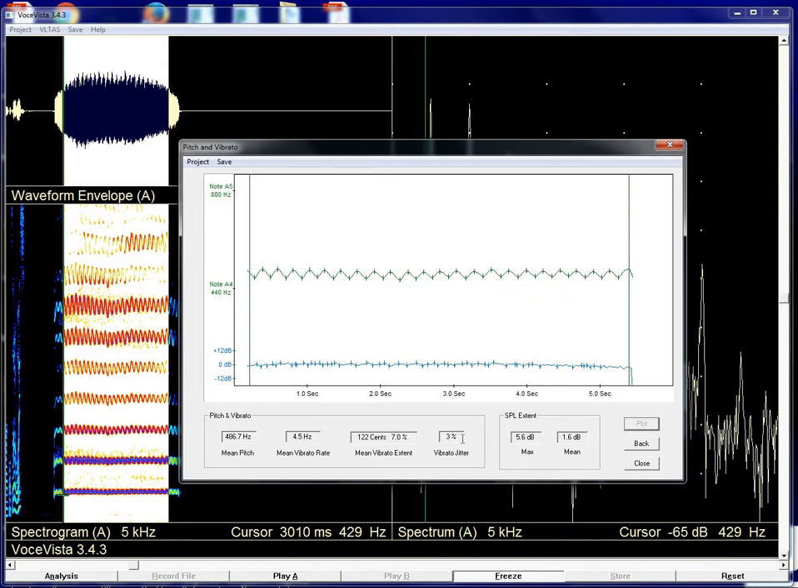And the vibrato jitter is up just slightly, probably because I was in falsetto. I'm maybe a little less stable in that mode. And then the dB extent, again, pretty high there. Probably have some interaction, one of my harmonics, with the first formant of that vowel.